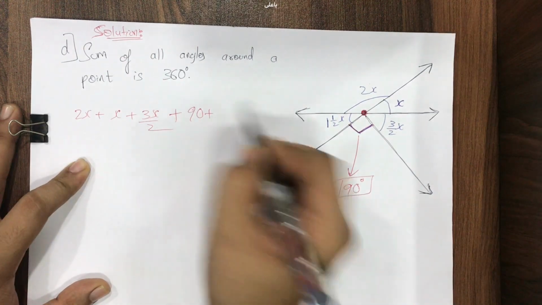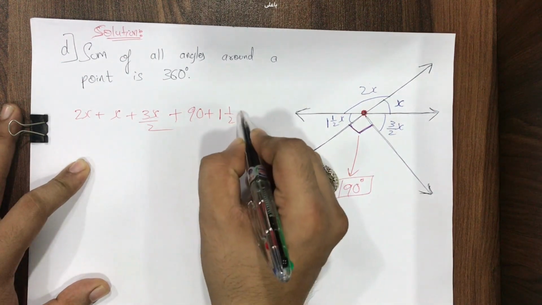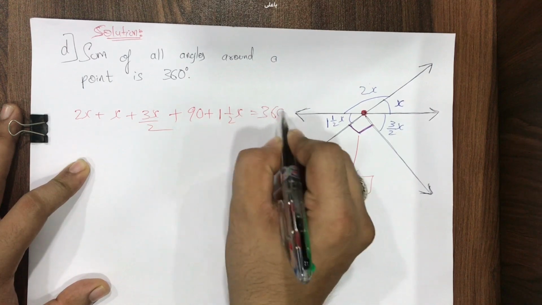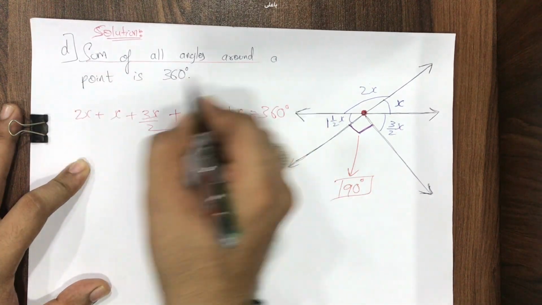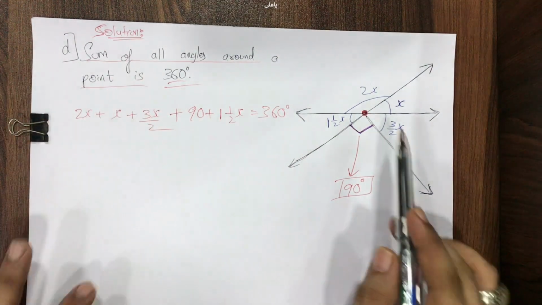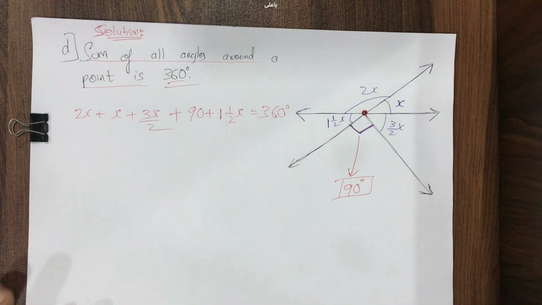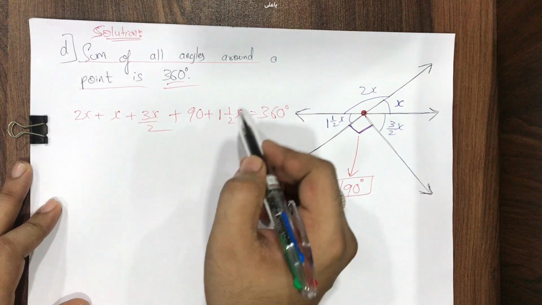So 90 plus 1 upon 2 x is equal to 360 degree. Sum of all the angles around a point is equal to 360 degree. 1 2 3 4 5. Okay, 2x, x, 3x upon 2, 90, 1 upon 2 x. Okay students, now I'll first convert this mixed fraction.